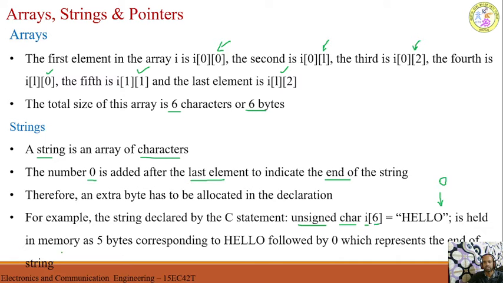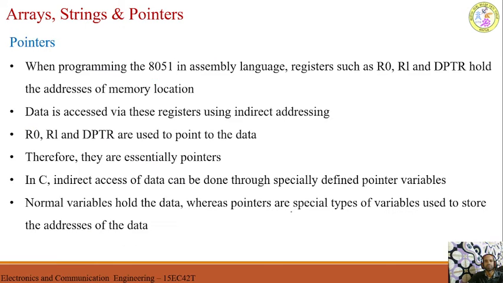It is held in memory as 5 bytes corresponding to hello, followed by 0, which represents the end of the string. So why do we need 6 bytes? For this we need 5 bytes plus 1 extra byte to store this 0, which is at the end of the string. So this is how a string will be stored in the memory.